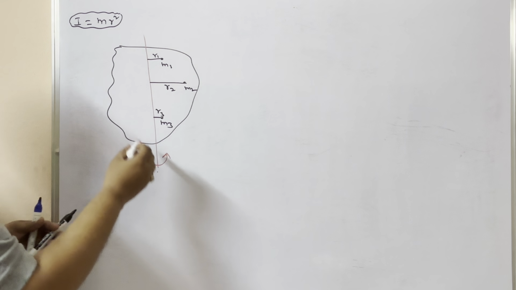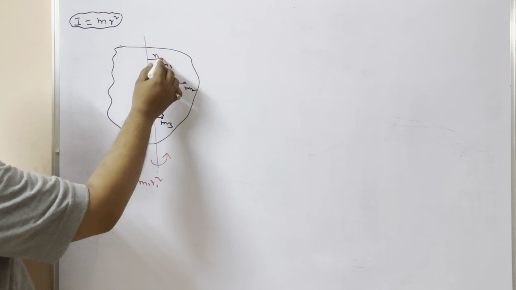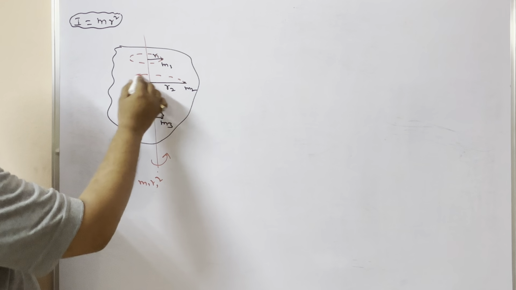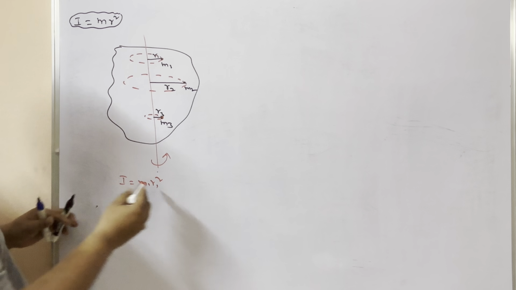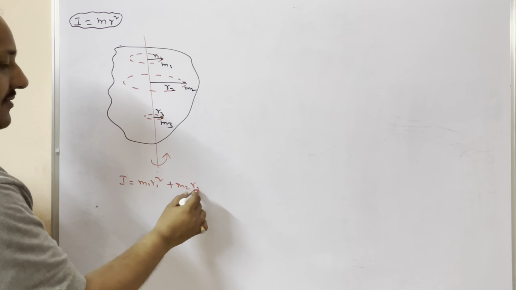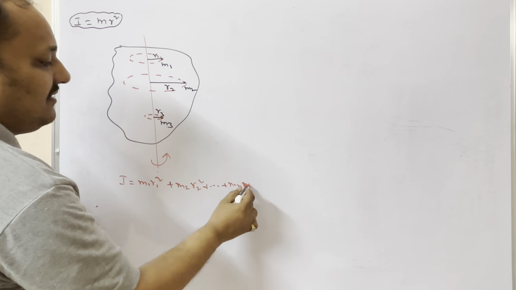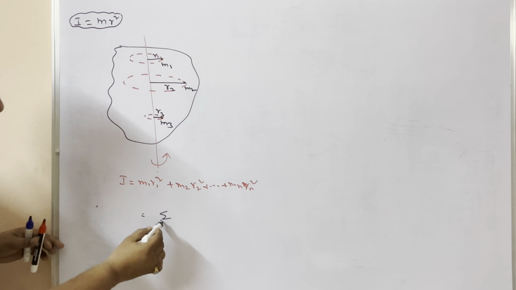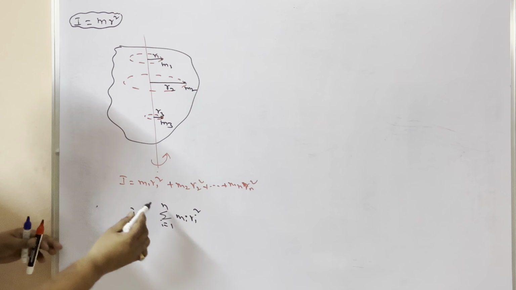So in this, how we define moment of inertia: m1 R1 square. It is rotating in a circular path of radius R1. This is R2, this is R3. m1 R1 square plus m2 R2 square plus and so on, mn Rn square. This one only they write as summation i equals 1 to n of mi Ri square.